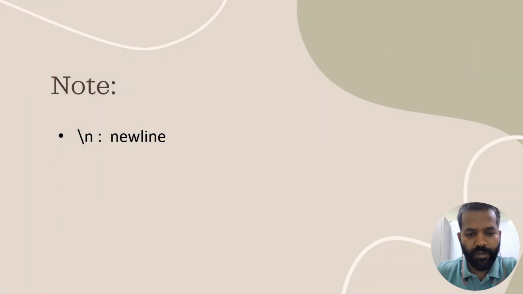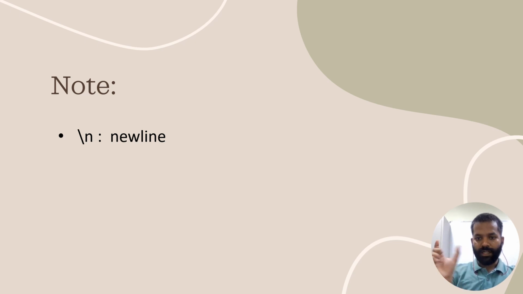So moving further, one note which I want to give you. Whenever we have to move to a new line, there is one option, \n. This is what we are going to use the most. Suppose in the previous example we printed hello world together, right? But I want to print hello in one line and world in the second line. So in that scenario, we are going to write printf hello, then \n, and then world.